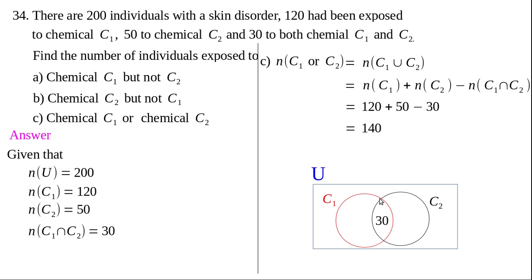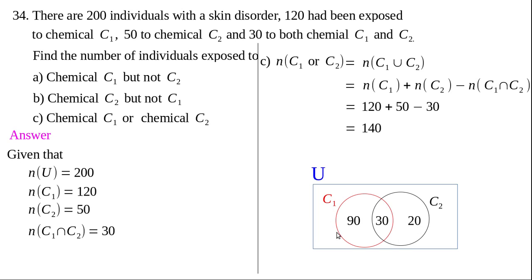Then it is given that number of C1 is equal to 120. It means that the total number of individuals in the set is 120. Here already 30 persons are present. Therefore, we can write the remaining 90 here. In a similar way, number of C2 is equal to 50. Already 30 individuals are here. Therefore, to get 50, we write 20 here.